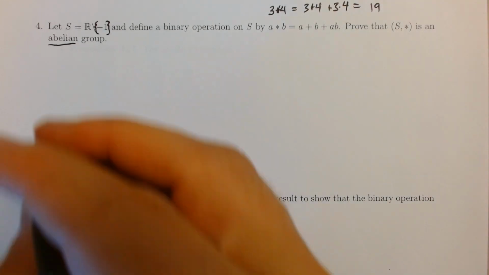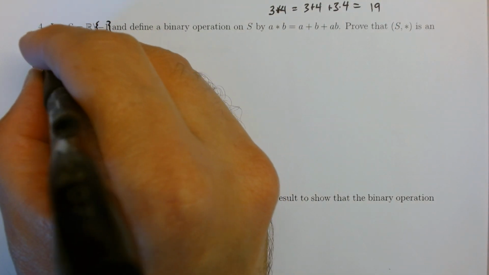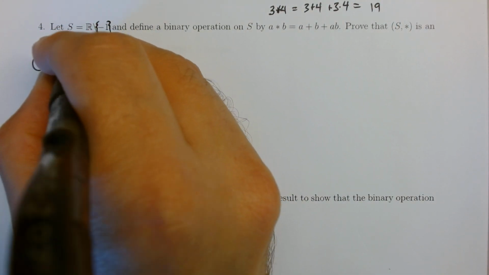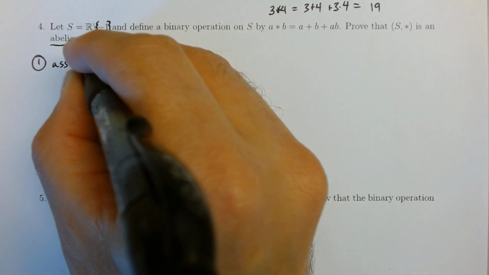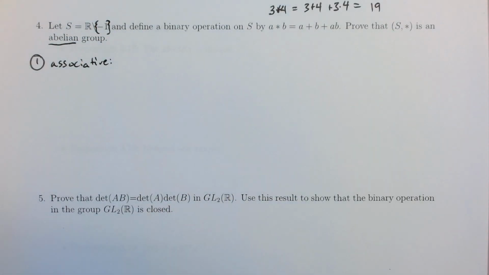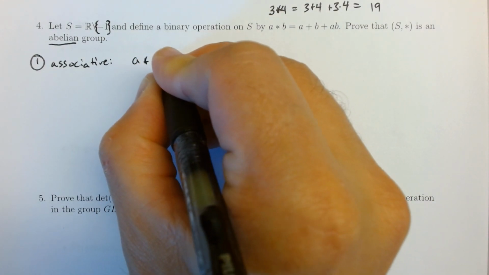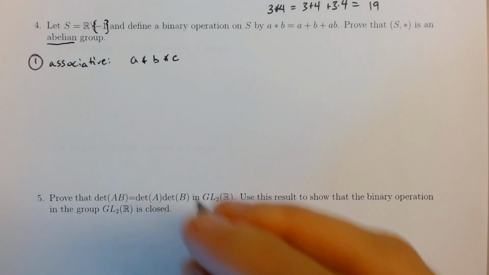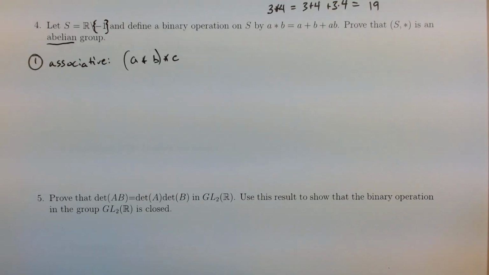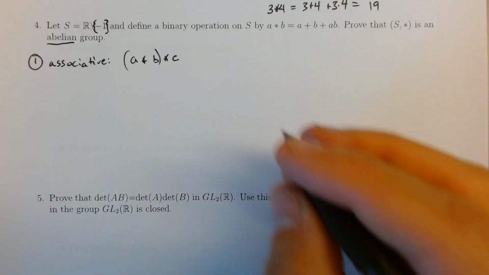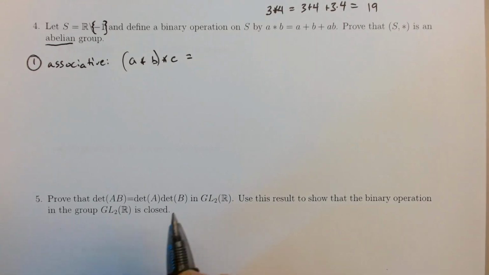So let's go through each of the properties. The hardest part, I think, will be to show that it's associative. Maybe not hardest, but the most tedious part is to show that it's associative. So I need to look at A star B star C and show that if I do the parentheses here, I get the same thing as if I put the parentheses there. So it's just a lot of work. So let's go through it.